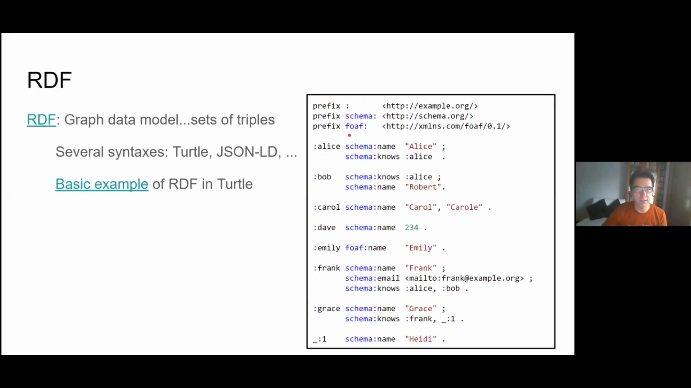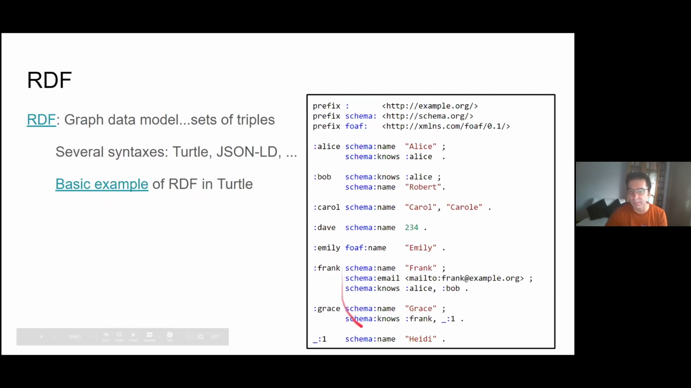So the first thing, just a very short overview of RDF, SPARQL, and ShEx, so you have the picture of where we are. I understand that most of the people already know about RDF and the RDF data model, that is a set of triples, and you have several syntaxes. And here I added a very simple example of RDF in Turtle.